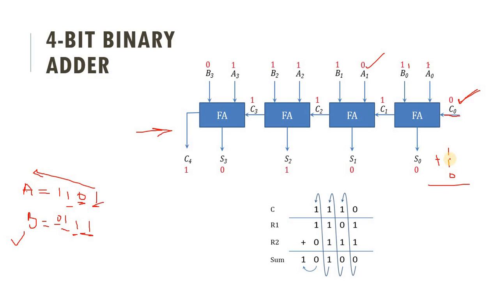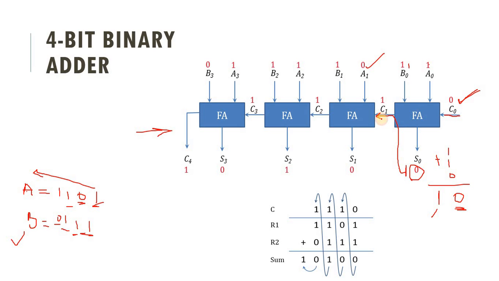Now we all know 1 plus 1 means 10. So the output is 0 and the carry bit is 1. Here S0 is the output, so it generates 0 as output, and the carry bit 1 is given to the next full adder.